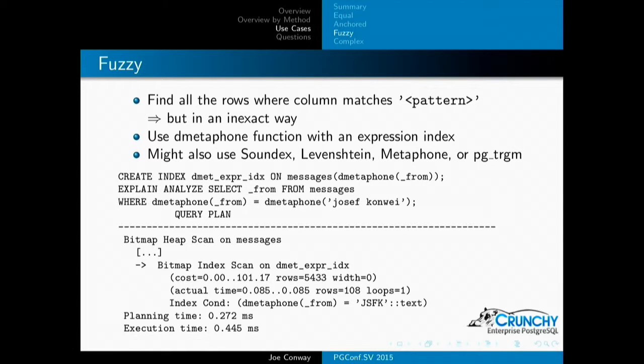So if I create this, again, I'm going to create an expression index on messages using Metaphone over the from column. And now, when I select from messages where Metaphone of from is equal to Metaphone over this very phonetically strange spelling of my name, you end up getting 108 rows. And again, we're back down into the microseconds range. So these expression indexes actually perform quite well.